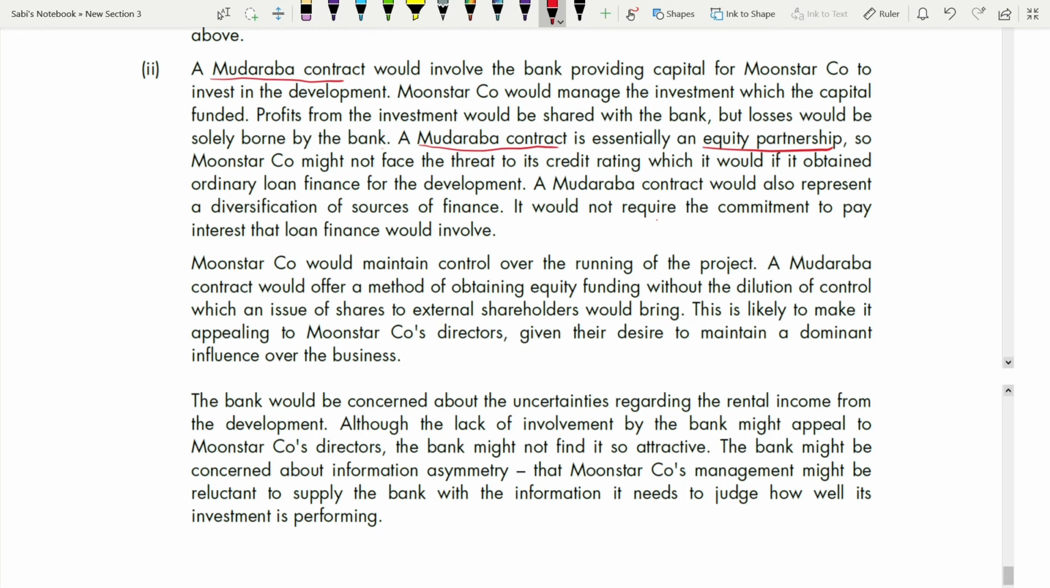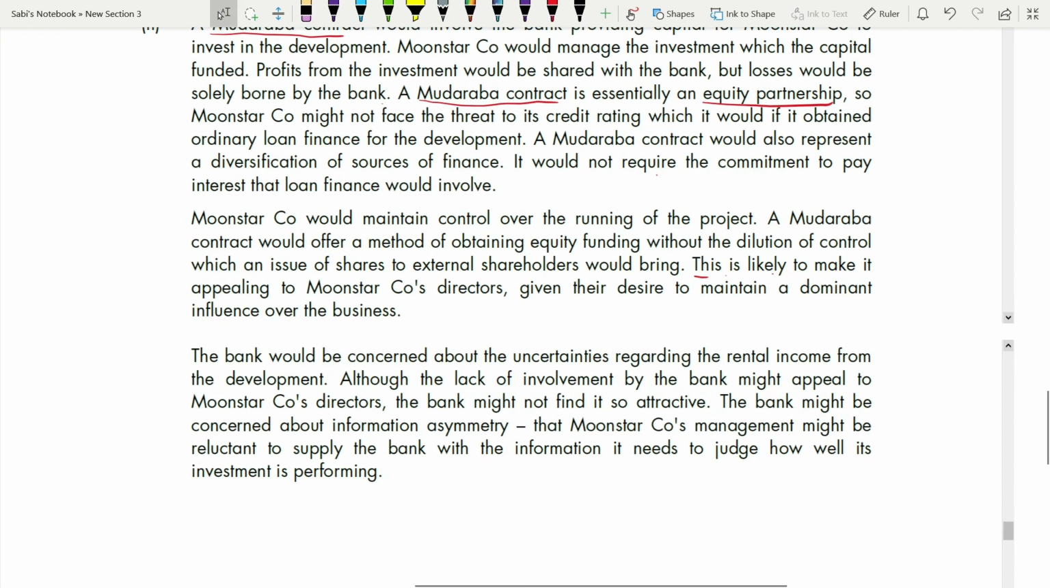So this is likely to make it appealing to Moonstar's directors. Of course, you are not losing your control. You are getting equity also. Which director will not like this offer? So you can say that this is appealing to Moonstar's directors given their desire to maintain a dominant influence over the business, because they want to influence their family business, their family who have been there in the shareholders. So they want to maintain that dominant influence over the business. For them, this is an interesting, appealing proposal, you can say.